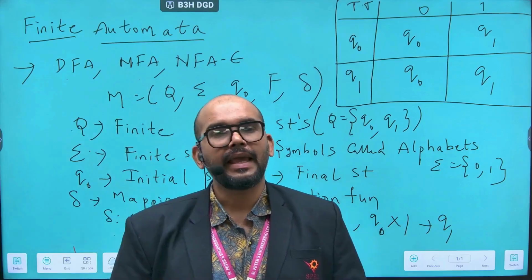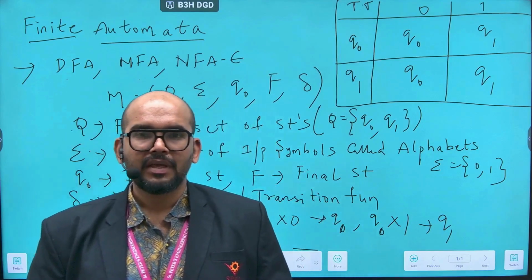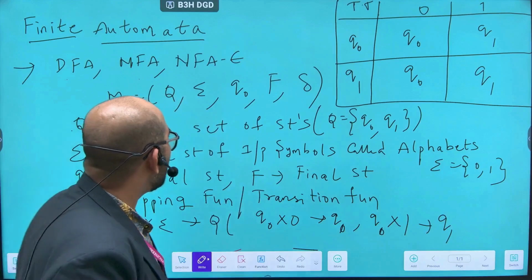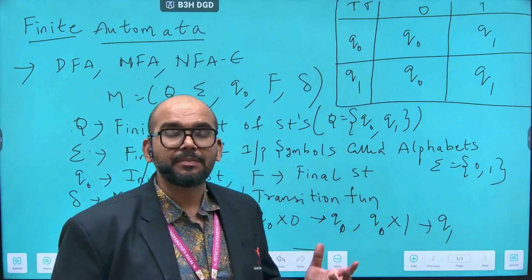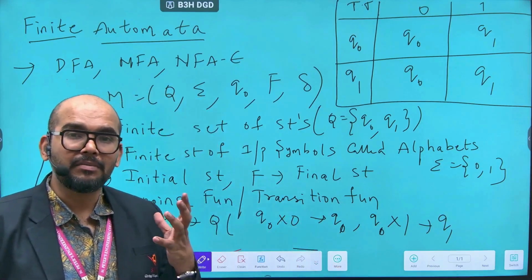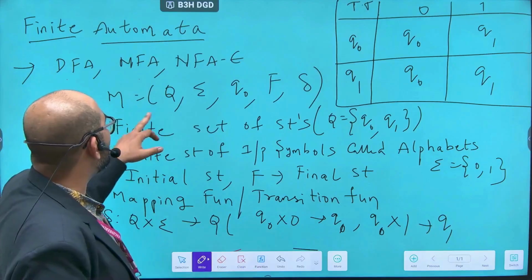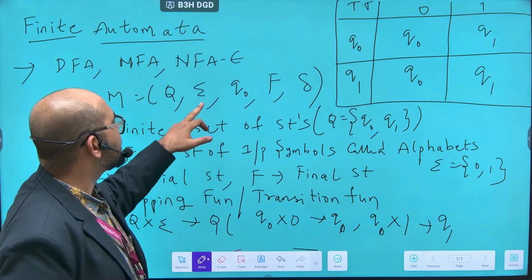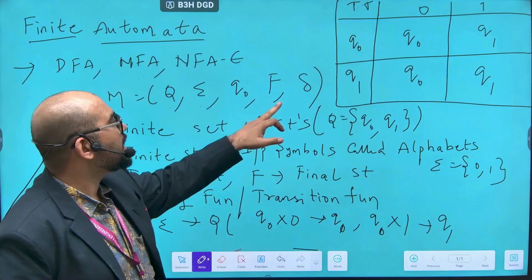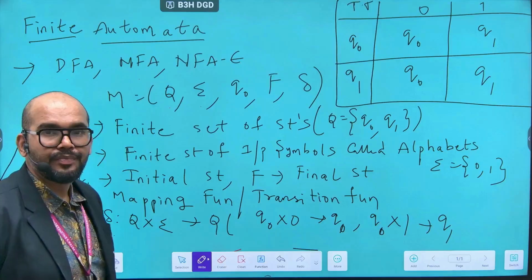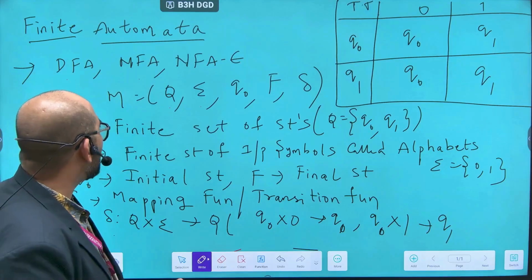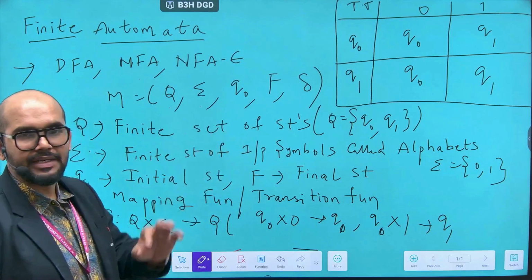So regarding NFA or a DFA, it's a 5-tuple machine. Mathematically we represent that as a 5-tuple machine. That is M is equal to (Q, sigma, delta, q0, F). So what is Q? Capital Q means it is a finite set of states.